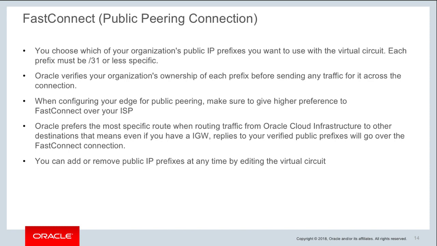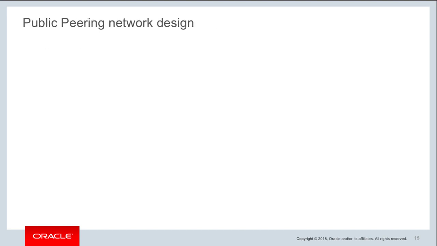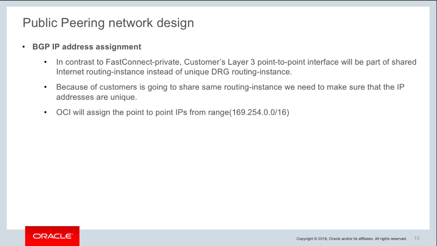As we saw in the last session, when you are creating the public peering, you provide some public IP prefixes. Even after creation, you can go back and edit those public prefixes at any time. So on the public peering side, some of the network design elements: for the BGP IP address assignment, when you create the public peering, OCI will assign the point-to-point IPs for the BGP peering session.